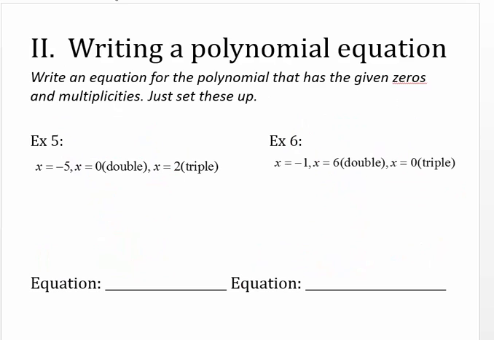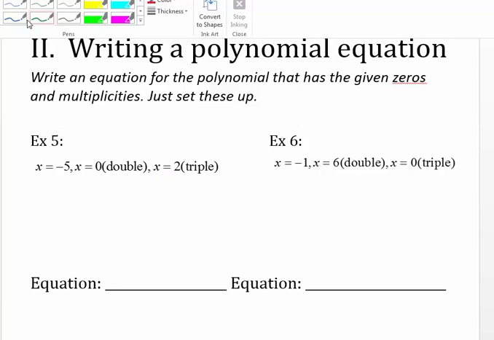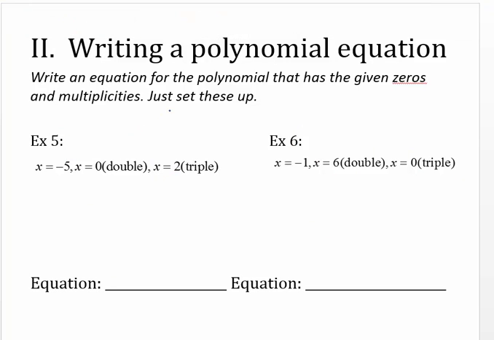So again, we're writing equations. Write an equation for the polynomial that has the given zeros and multiplicities. Just set these up. So we're going to leave, that's code for leave in factors. Okay, we don't need to multiply these out because they get nasty. All right, so let's first set up our equation.